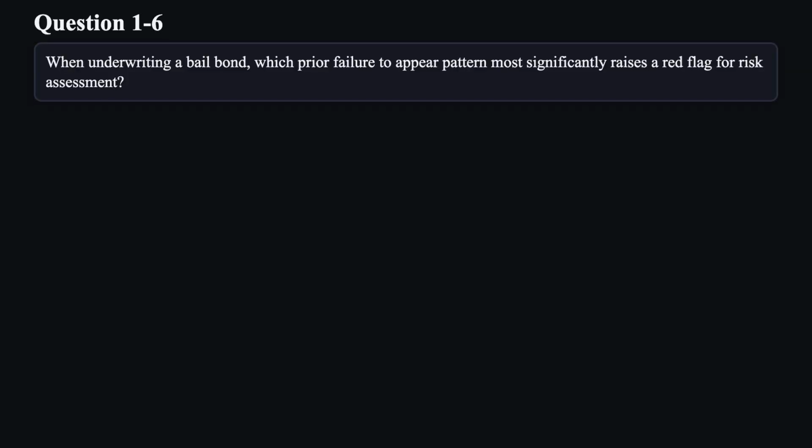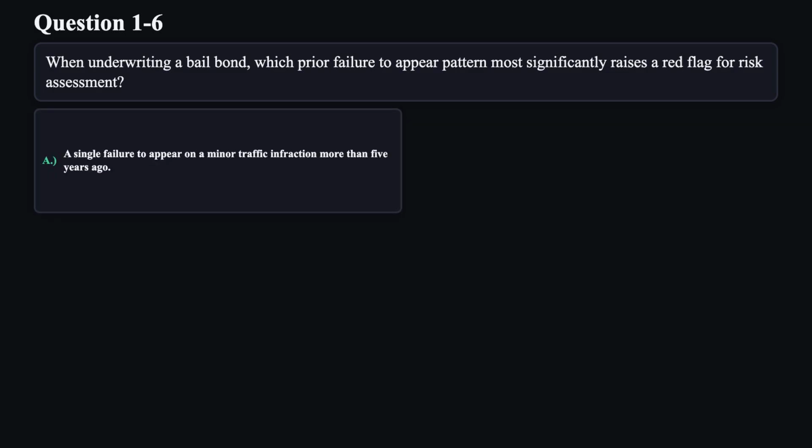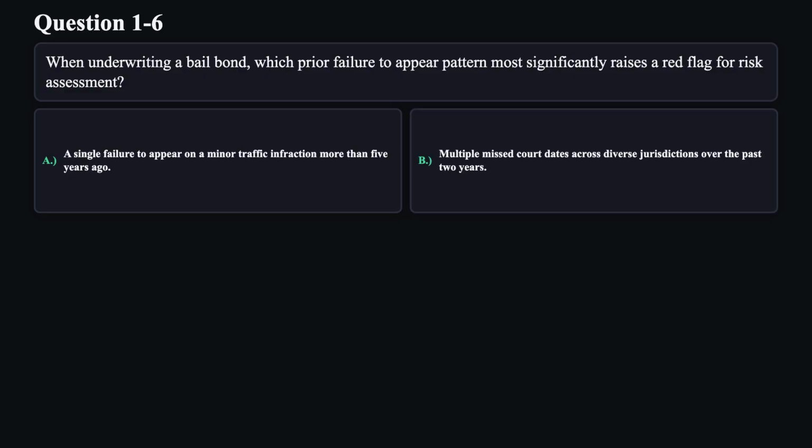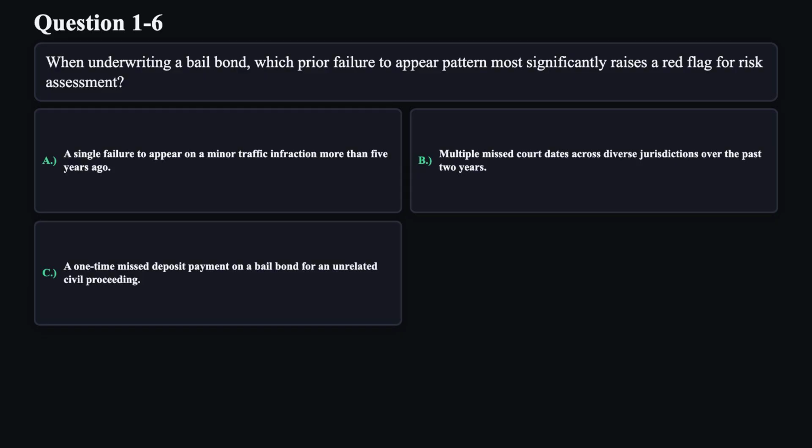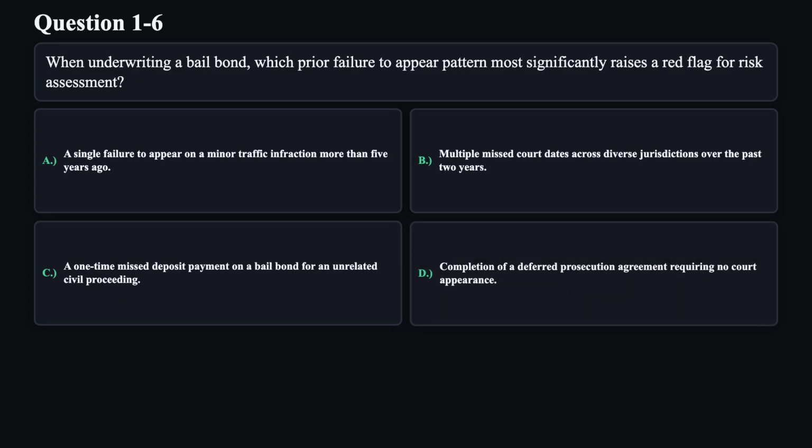Question 6. When underwriting a bail bond, which prior failure to appear pattern most significantly raises a red flag for risk assessment? A. A single failure to appear on a minor traffic infraction more than 5 years ago. B. Multiple missed court dates across diverse jurisdictions over the past 2 years. C. A one-time missed deposit payment on a bail bond for an unrelated civil proceeding. D. Completion of a deferred prosecution agreement requiring no court appearance.